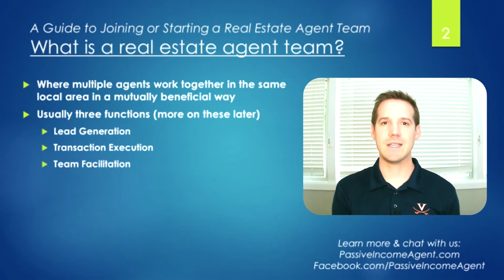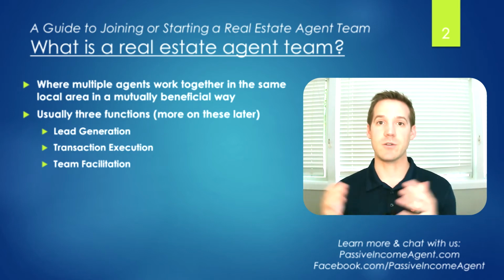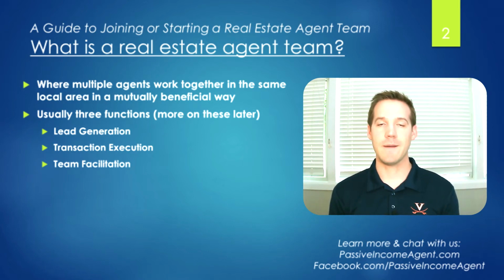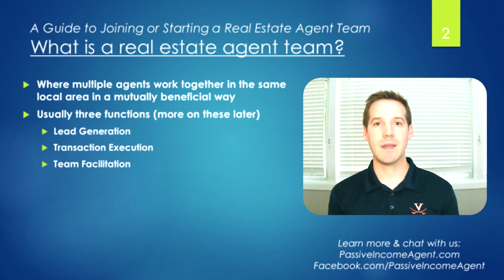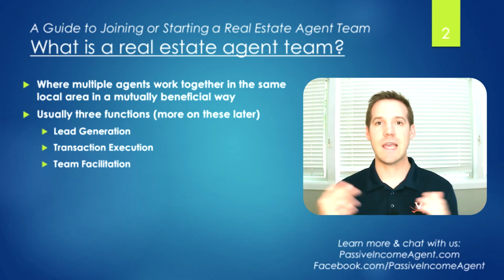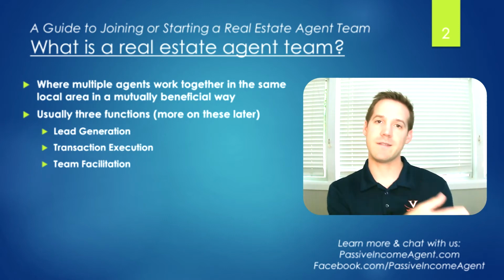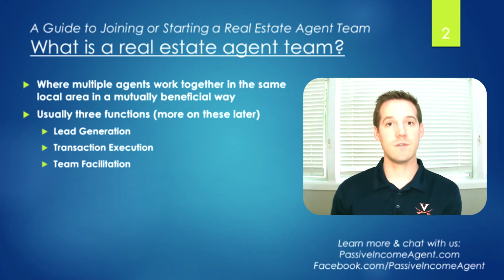What is a real estate agent team? Well, it's where multiple agents team up to conduct transactions together. And the way this usually works is this is done in a specific area, usually within the same MLS, the same multiple listing service area, or maybe a few of them if it's a bigger team in a local area. And there's usually three functions. There's lead generation, and that's usually done by the team leader or leaders. And there's transaction execution, which is done by the rest of the agents who are participating on the team and conducting the transactions rather than generating the leads. They're basically taking the leads, running with them, and closing the transactions.